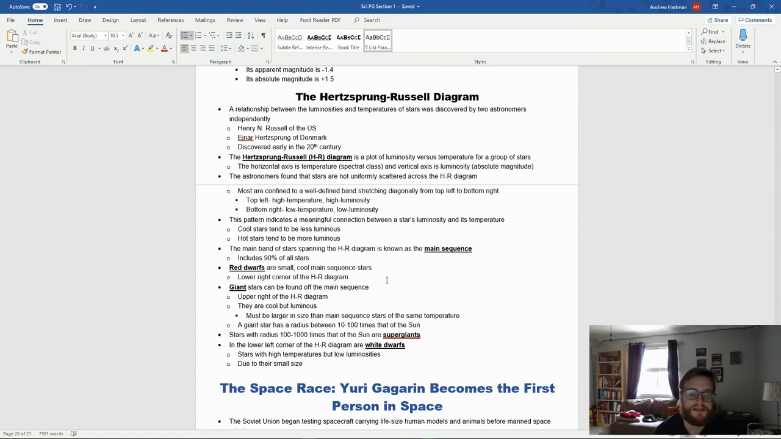What this means then is that there's a meaningful connection between a star's luminosity and its temperature. Cool stars tend to be less luminous. Hot stars tend to be more luminous, and this makes sense, right? But what we're seeing with the HR diagram is that it's just confirming this thing that seems reasonable. The main band of stars, as we talked about, is known as the main sequence, which is 90% of all stars. In the lower right corner, we see the red dwarfs, right?